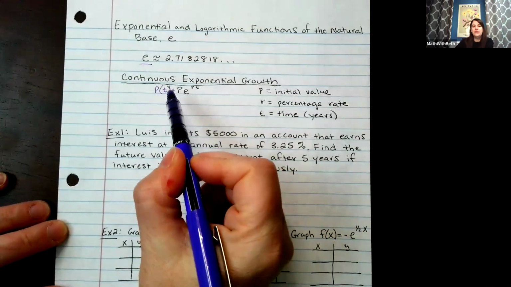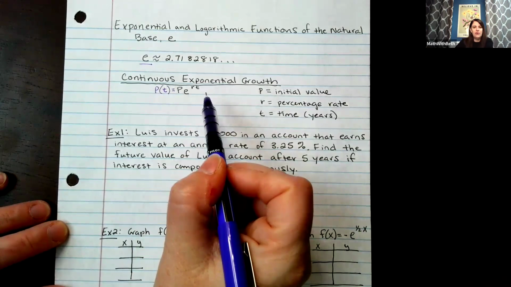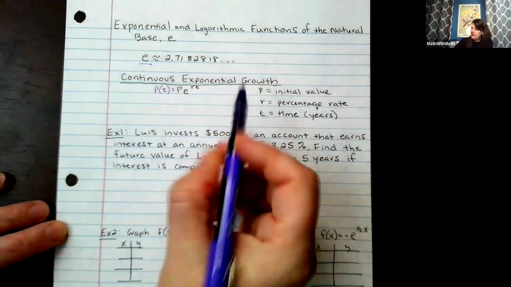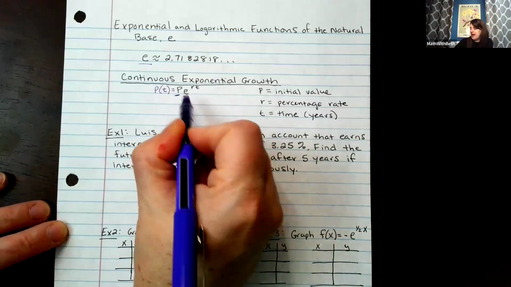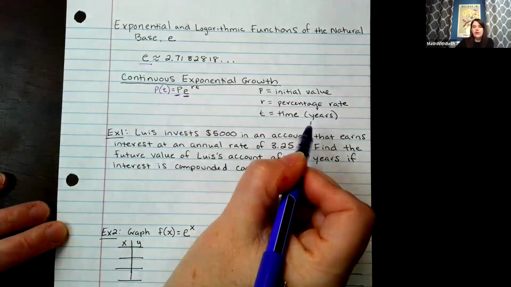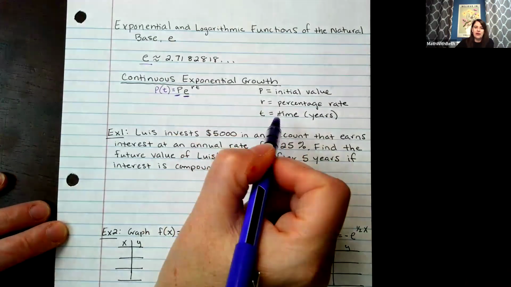This is for continuous growth. This is used again in interest rate equations. So in this case, the P is your initial value. The E we just talked about is an actual number. R is going to be your rate, but you're going to need to make it a decimal. And T is your time.